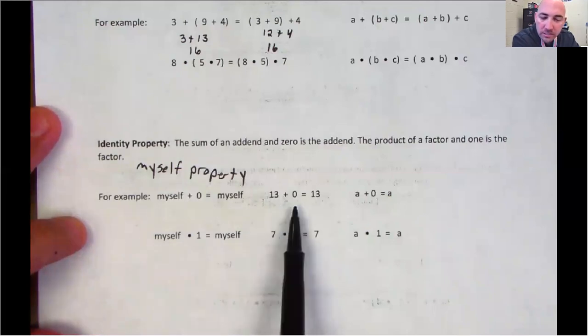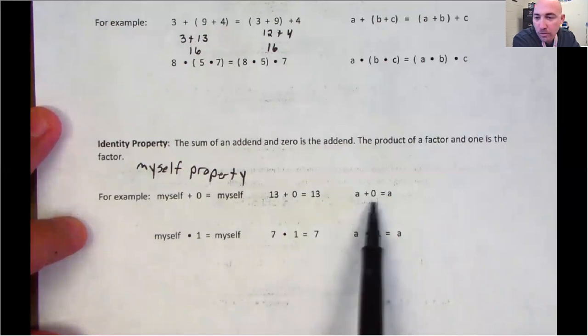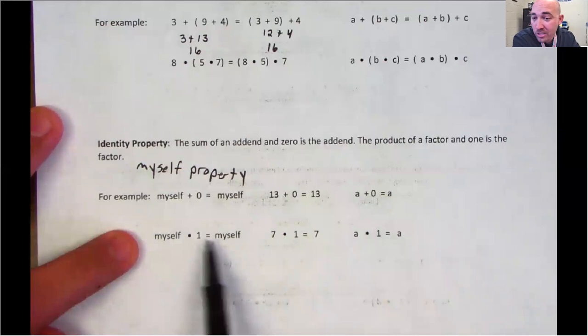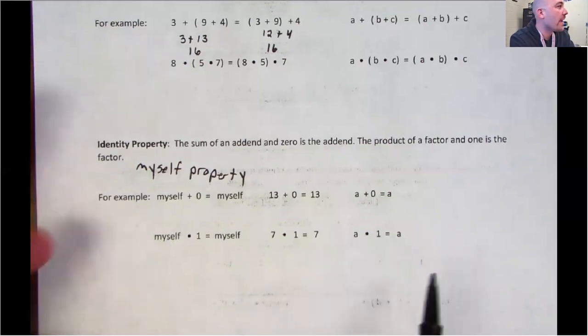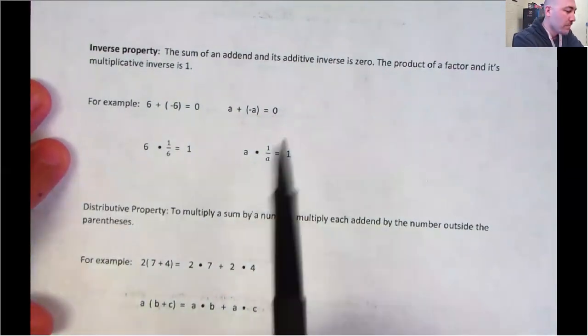Well, mathematically, isn't 13 plus 0 just 13? And then A plus 0 is just A. Mathematically, myself times 1 is just myself. 7 times 1 is 7. A times 1 is A. All right, two more. Thank you.